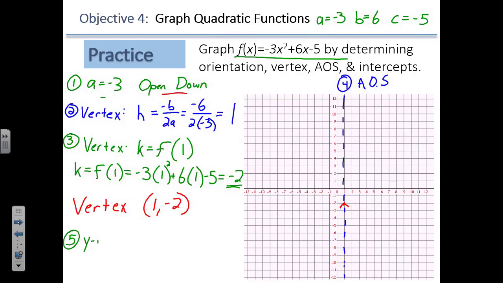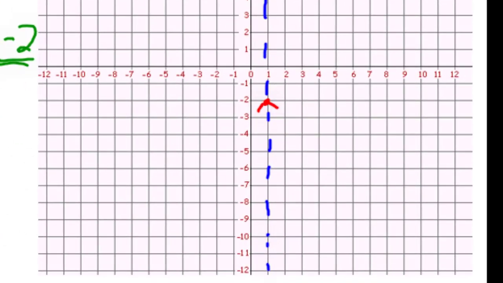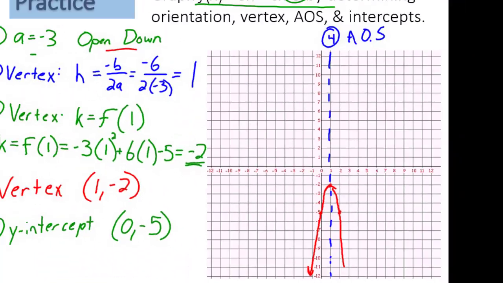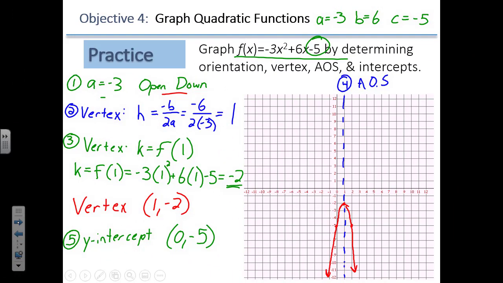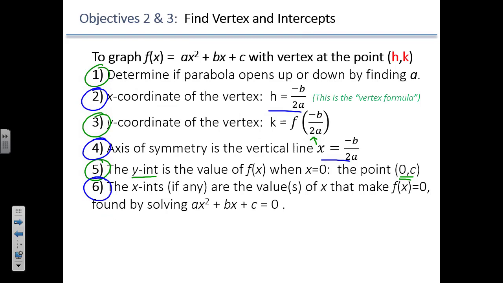So we know that our y-intercept is going to be located at (0, -5). And that means we can plot that point. (0, -5) is right there. That's a unit to the left of our axis of symmetry. There must be another point, a unit to the right. And we know that our parabola has to pass through those 2 points. And our last step is to find the x-intercepts, if there are any.